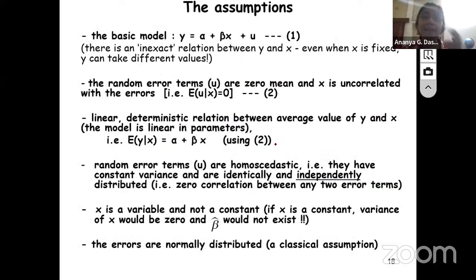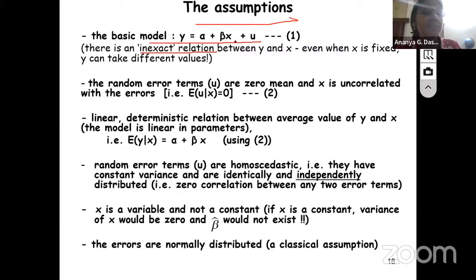So I'll now continue and come to the assumptions of the two-variable model, because right after this, I'm going to go over to the assumptions of the multiple regression model and we'll draw the parallels. So the basic two variable model is this one, y is equal to alpha plus beta x plus u, where there is an inexact relation between y and x, right? And that inexactness is being captured by u. If there was an exact relation, then I'd just say y is equal to a plus bx, period. Which means if you fix x, you get one y. But that's not the case.